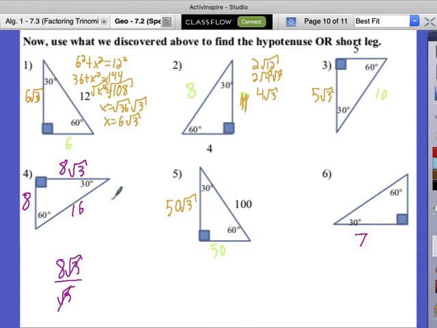Now number 6. Number 6 is a little weird. How do I go from long leg to where? Short leg. How do I go? Divided by square root of 3. 7 divided by square root of 3. Then we say, but wait, we don't want to divide by a radical. So what do we do now?